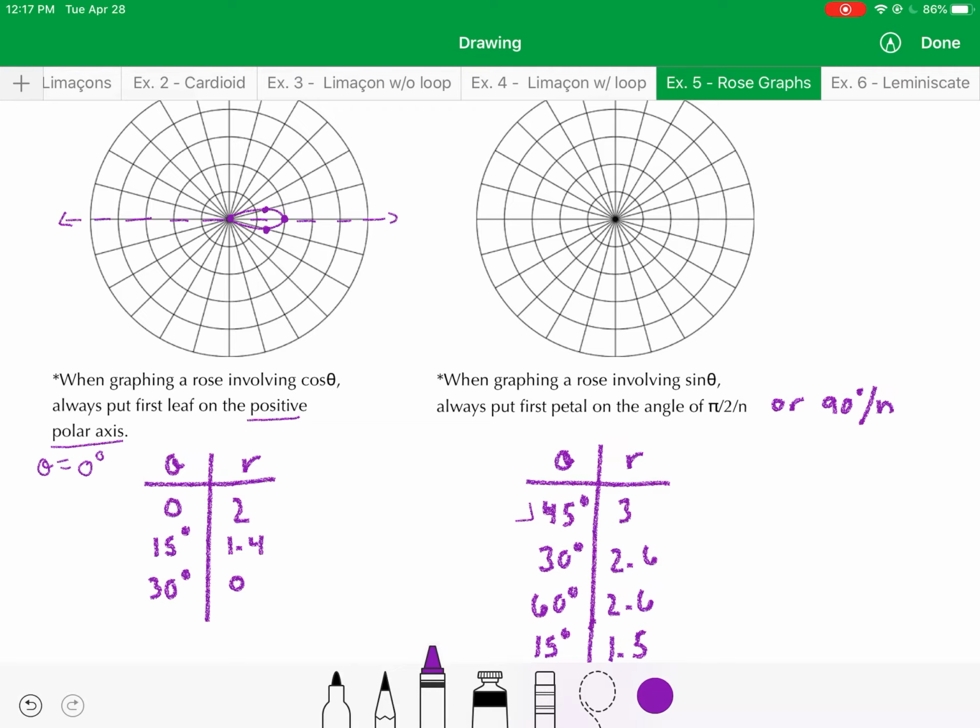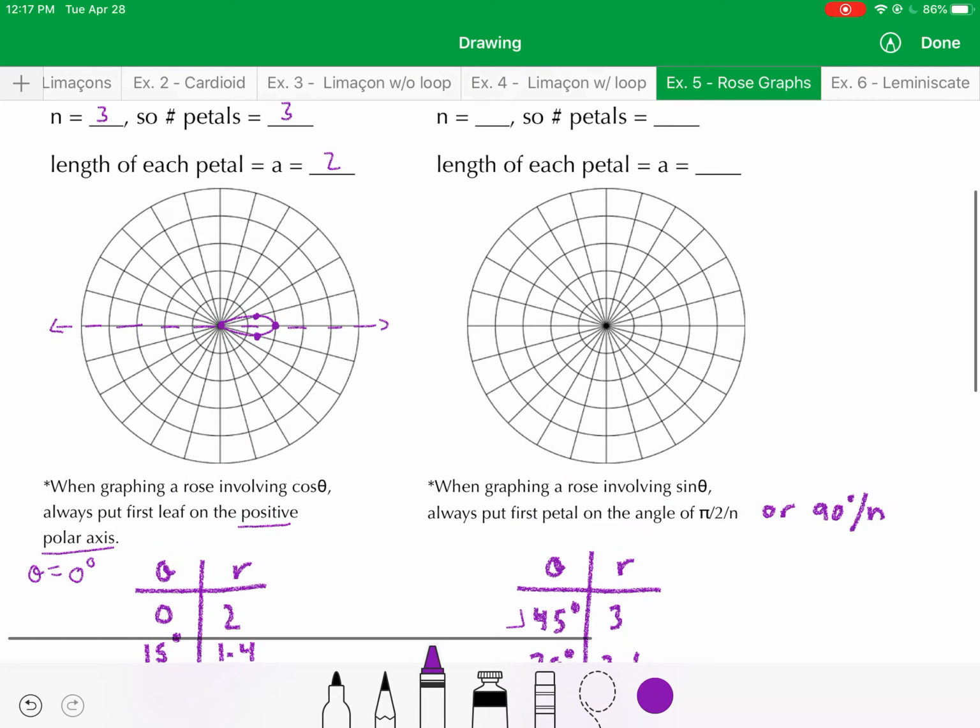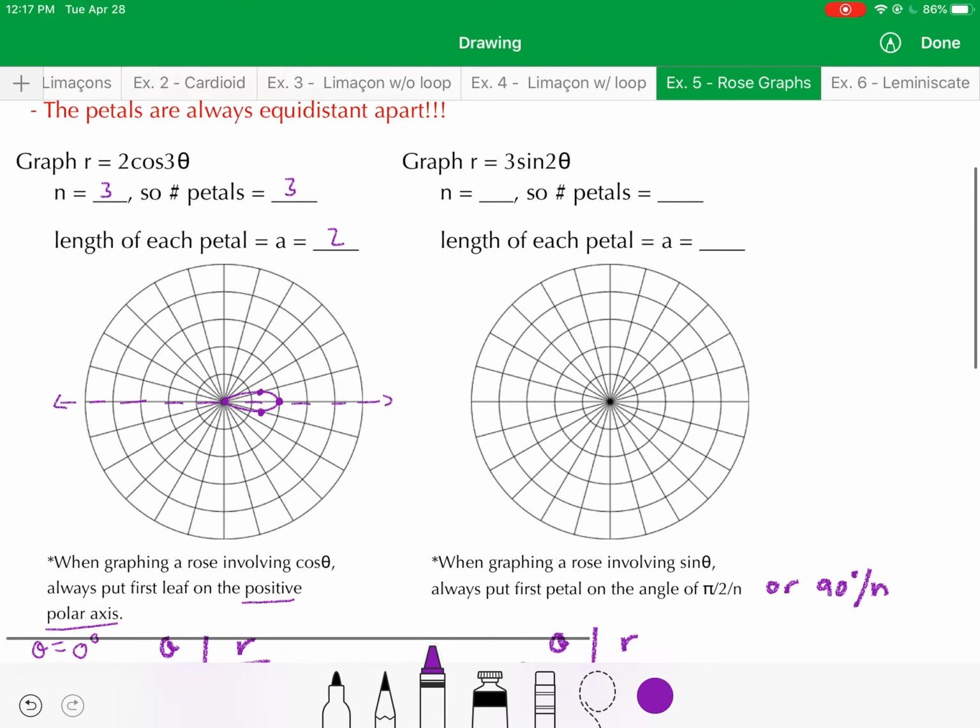All right, from there, I'm just going to use the fact that my petals are all supposed to be equidistant apart from each other. And I know that there's 3 petals, right? So there's 360 degrees in a complete circle. If I divide that by the 3 petals I'm supposed to have, that gives me 120 degrees.